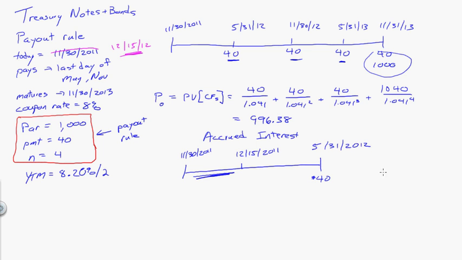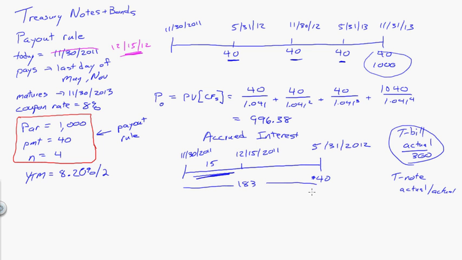All right, remember when we talked about T-bills? I said T-bills have an actual 360-day count, which I don't know why they do that. Treasury notes and Treasury bonds have what's called an actual day count. So what I want to know is the number of days from November 30th to December 15th. Guess what? That's 15 days. And I want to know the number of days from November 30th to May 31st. That is 183 days. You just have to count that up.